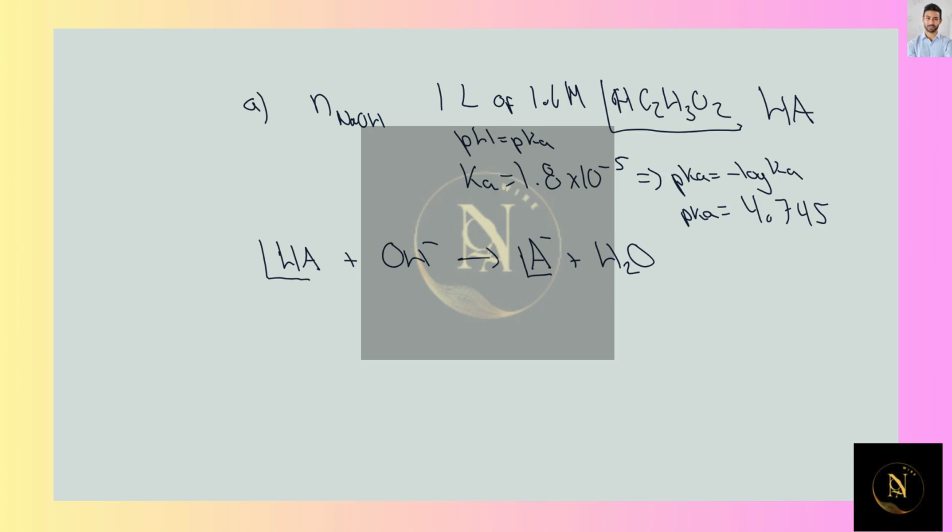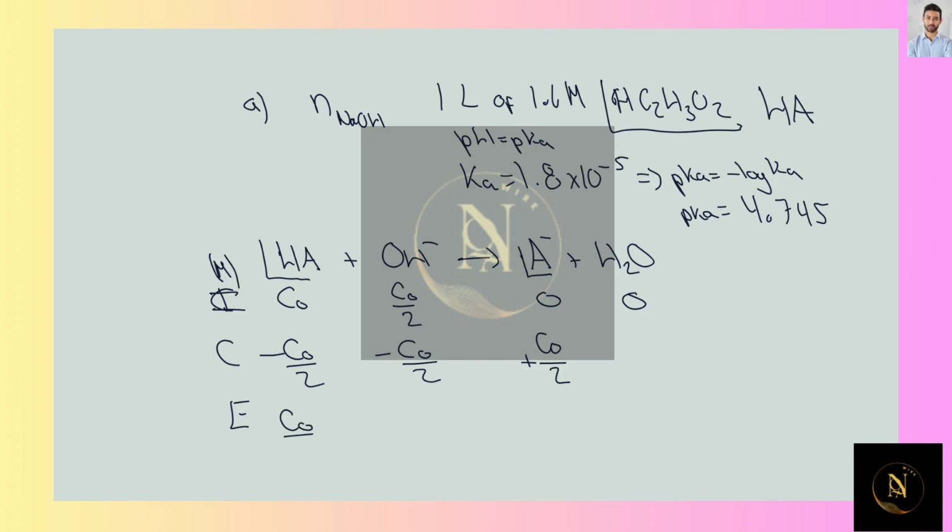So essentially, we're going to have C0. We need to add 1/2 of my initial concentration of hydroxide. And this is going to produce the following ICE table: initial, change, and equilibrium. All of this in molarity because we have 1 liter and that's easy for us. So we would have at equilibrium C0 over 2, 0, and C0 over 2.